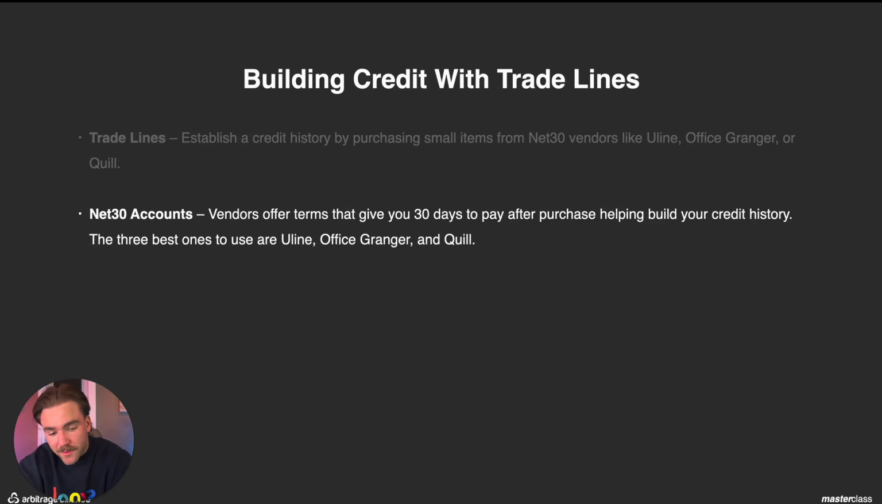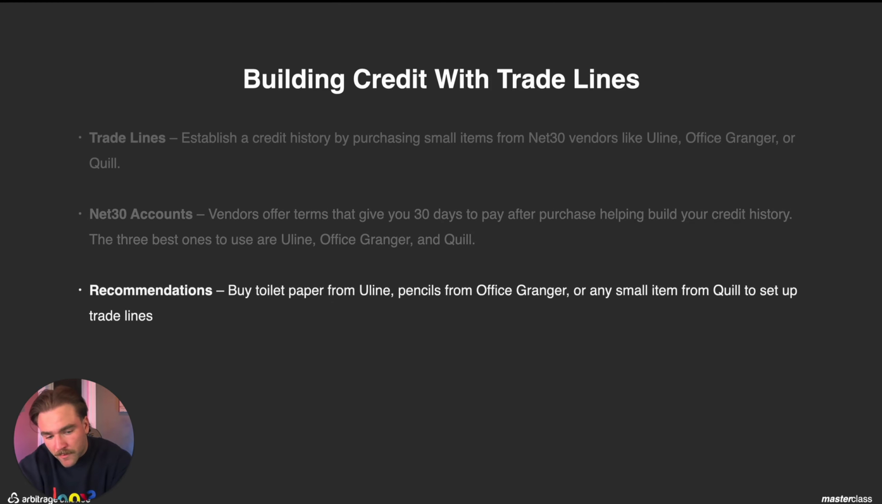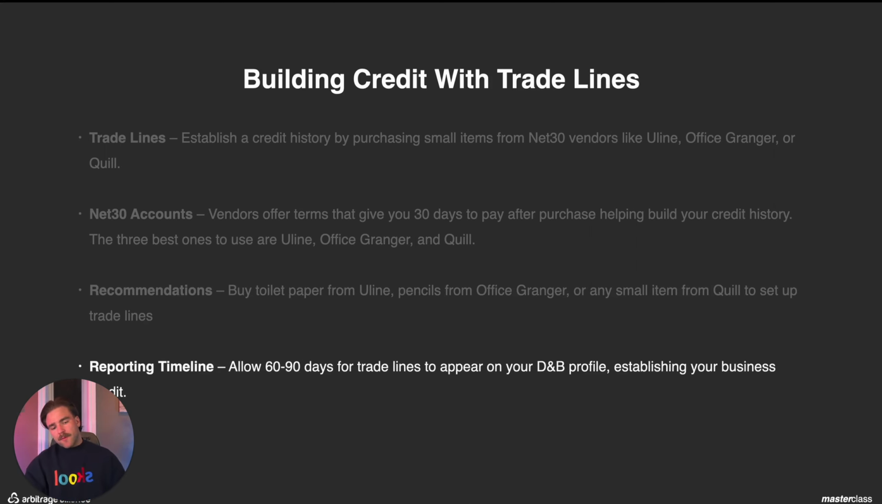The 3 best ones to use are Uline, Office Granger, and Quill. This is again personal preference. You can buy toilet paper, pencils, any small item to set up trade lines. The only point of it is just so it actually pings your credit score. And then, like I said, the reporting timeline: allow 60, 90 days for trade lines to appear on your DNB profile. And then you're going to start having business credit and you're good to go.